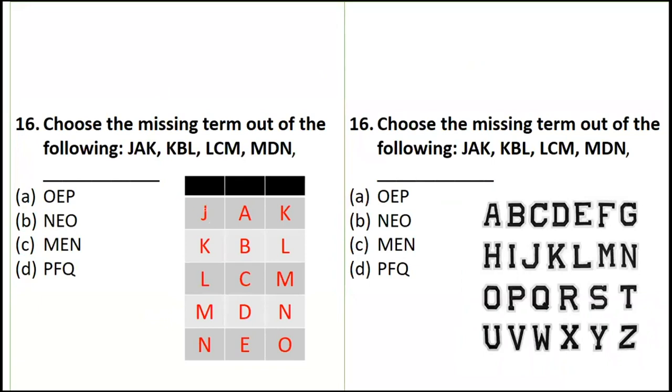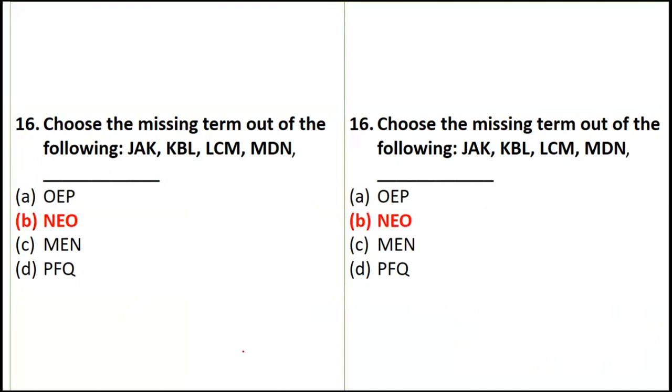So let us see: JKA, KBL, LCM, MDN. If you see J, K, L, M in sequence, so N will be the next. ABCDE, yes. K, L, M, N, O. So NEO, do we have an option of NEO? Yes, NEO is marked. So the alphabet sequence was very simple. The reason to keep it this simple is that anyone who has not practiced it can at least practice doing it quickly. So tomorrow we can come up with more questions for sequencing also.